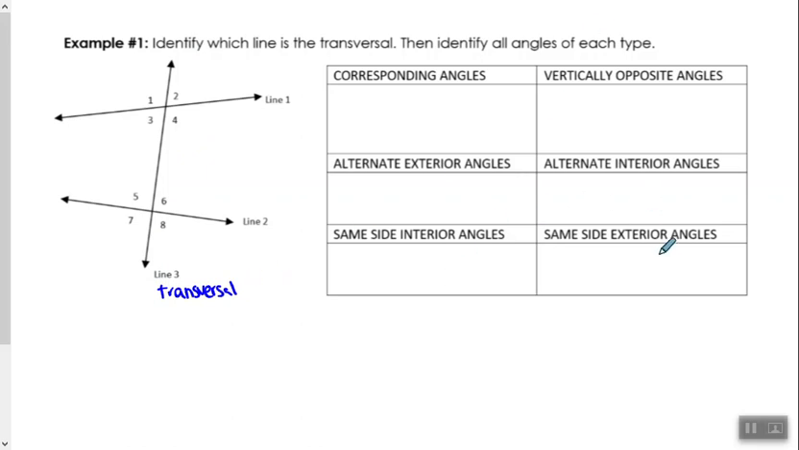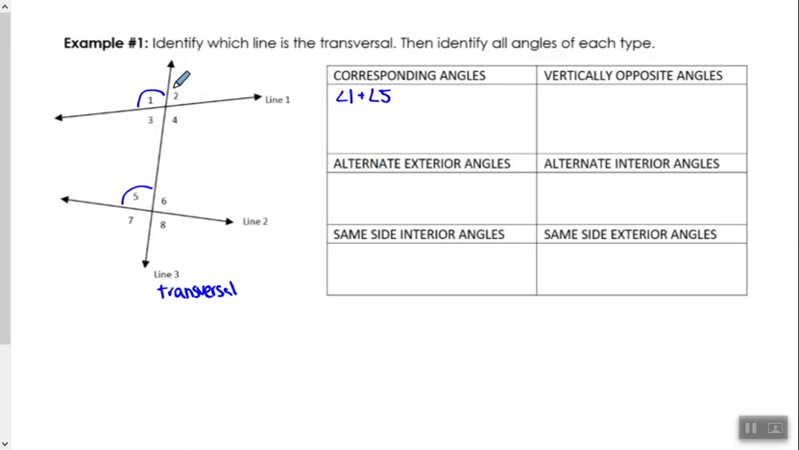Now, identifying angles, all angles of each type. So looking at my corresponding angles. So let's just start at 1. So going from 1, what is corresponding to 1? So looking at the definition of what corresponding angles are, it's going to be, well, this is in the top left. Number 5 is in the top left of the bottom intersection. So number 1 and 5 are corresponding. And how I write that, this is an angle, so angle 1 and angle 5 are corresponding.